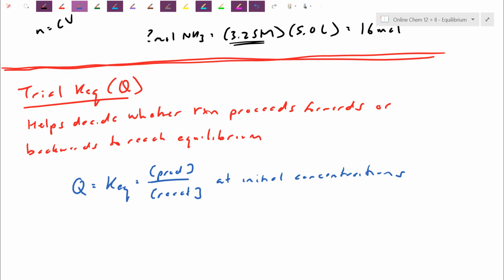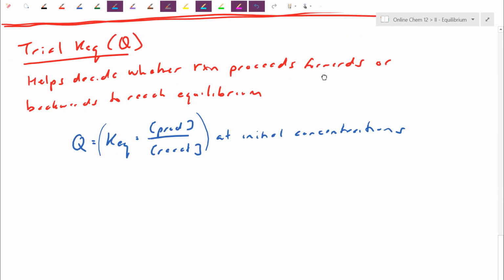If I'm too low, it's going to shift one way. If I'm too high, it's going to shift the other way. So the Q here, which is basically Keq at the initial concentrations, is also product over reactant. It's this ratio at initial. So let's just walk through a quick problem or two here.